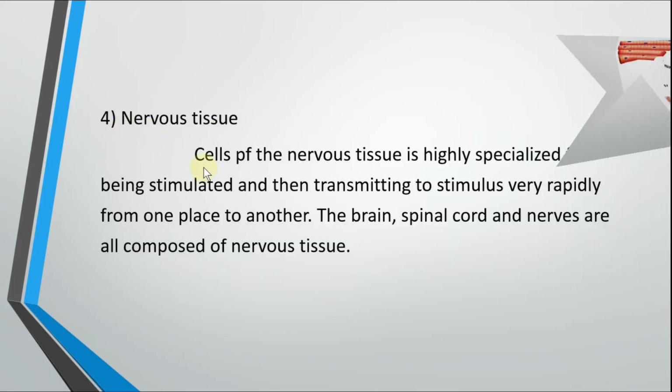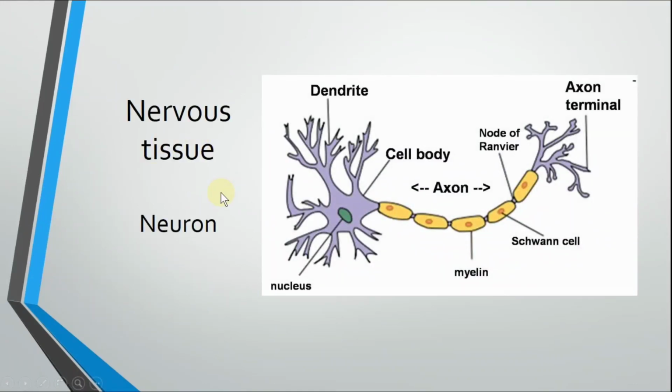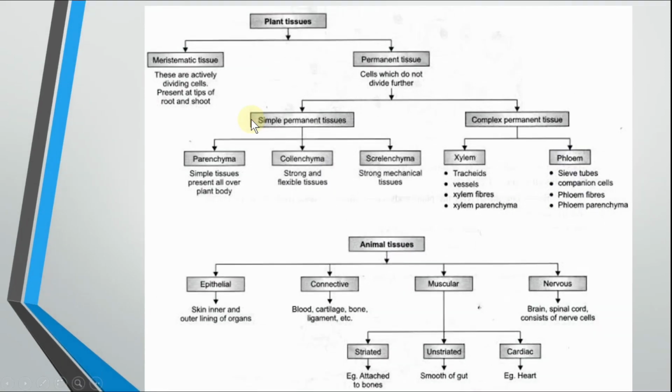Nervous tissue. Cells of the nervous tissue are highly specialized for being stimulated and then transmitting the stimulus very rapidly from one place to another. The brain, spinal cord, and nerves are all composed of nervous tissue. This is a neuron. It is the best example of nervous tissue. They will give this diagram in the exam also, so it is an important diagram.